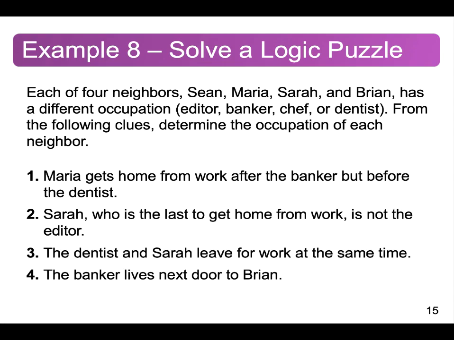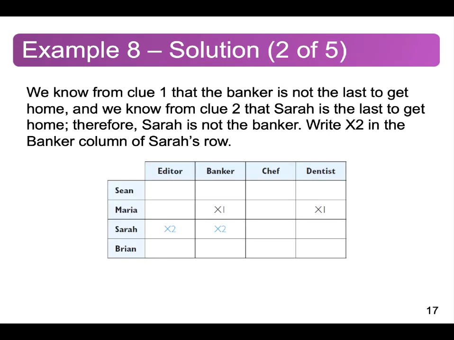the editor. So we can now say that Sarah can't be the editor, and she also can't be the banker, because we know that the banker is not the last to get home based on clue 1, because Maria comes home after the banker, so the banker must not be the last one home.